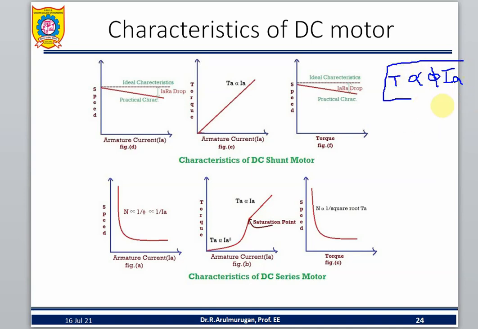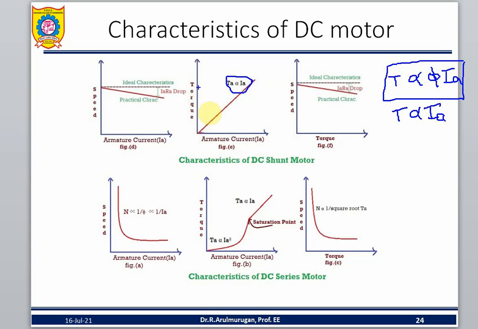So DC shunt motor means flux is a constant. So T is directly proportional to Ia only. When Ia is increased, then T also increases. So if the armature current is increased, then torque is increased.